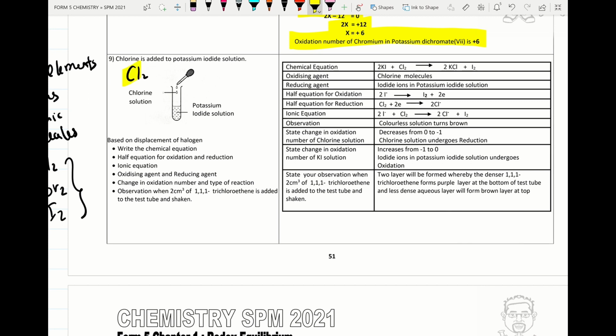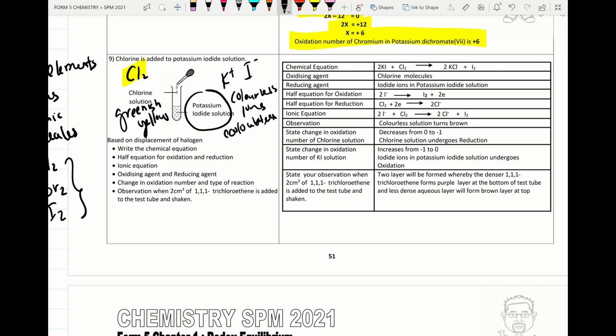So we check here. So chlorine solution is a greenish yellow color. Please remember, it's a greenish yellow color solution. All right, potassium iodide solution, potassium ion and iodide ion. All these are colorless ions. So therefore the solution is colorless. Alright, so the solution will be colorless. Write down the chemical equation given here. Alright, write down and state the oxidizing agent and reducing agent. So oxidizing agent will be chlorine molecules and iodide ion in potassium iodide solution acts as reducing agent.